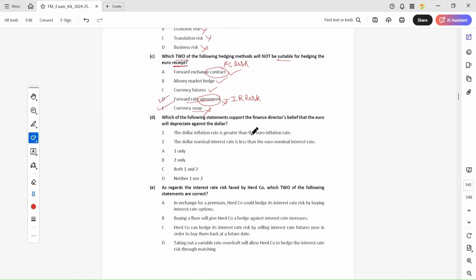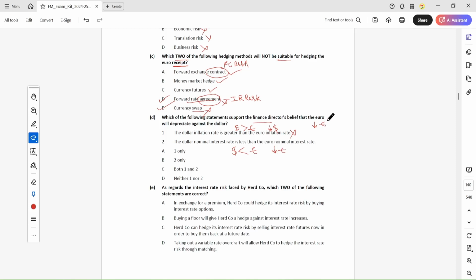Which of the following statements supports the finance director's belief that the euro will depreciate against the dollar? The dollar inflation is higher. If dollar inflation is higher than euro inflation, then the dollar will depreciate, not the euro. So this is incorrect. The dollar nominal interest rate is less than the euro interest rate. So the euro interest rate is higher, which means the euro will depreciate.